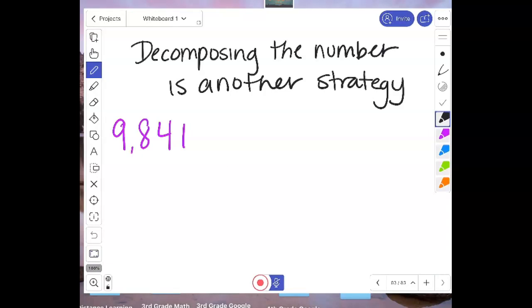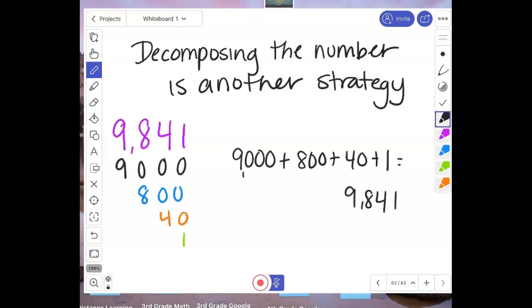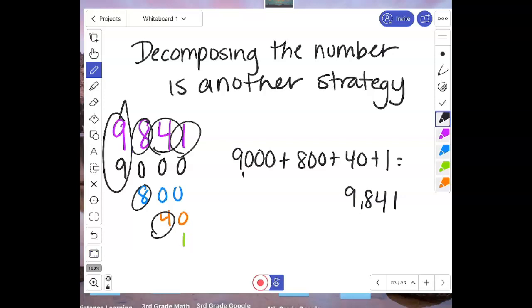All right, you do this one, pause, come back and check. So I stacked it up. I started with 9,000, and then I had my 800, my 40, and my 1. So then when I had all those values, I was able to expand that whole number out into 9,000 plus 800 plus 40 plus 1 equals 9,841.